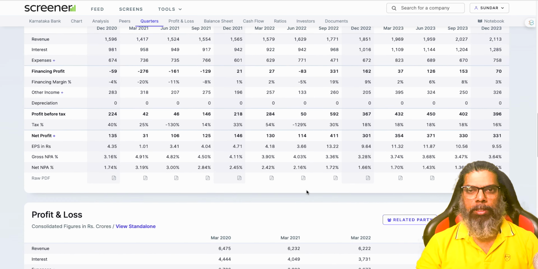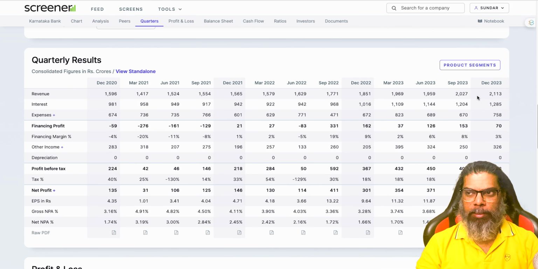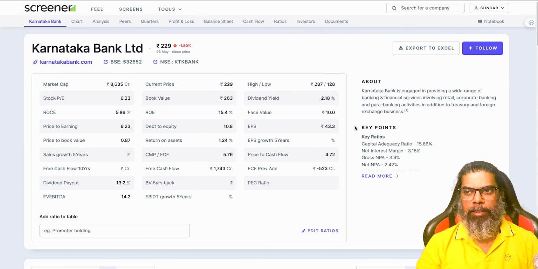Check its revenue growth here. See how it is constantly growing. So there is no doubt that this is doing badly, right? Its revenue is growing, its CASA ratio is increasing, and its gross NPA is 3.9%. Earlier it was high, but it has reduced.